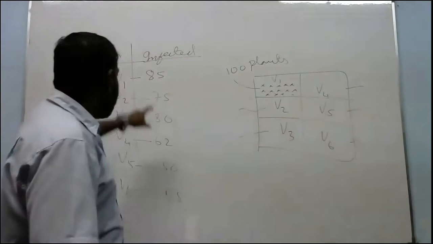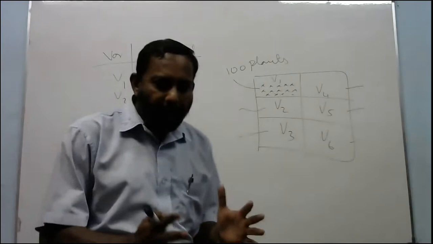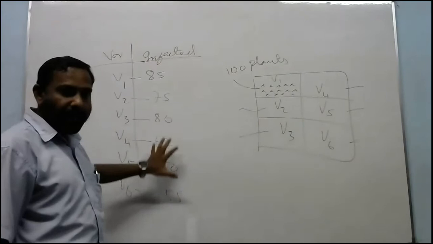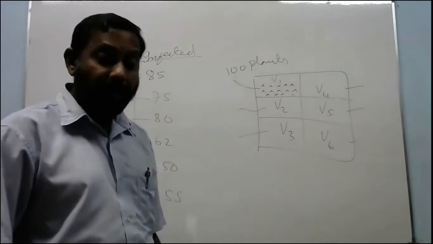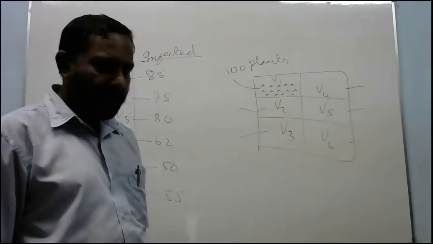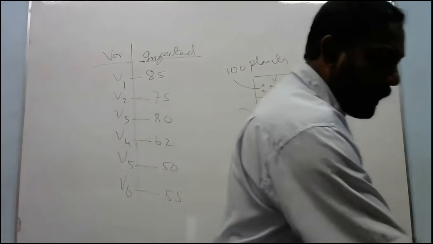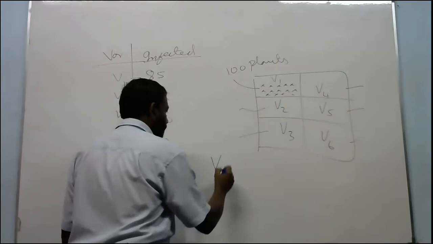Now, can you rank them? Which variety is good for this particular disease? These are infected numbers, infected plants out of 100 plants. Which variety is good? Resistant, more resistant. V5. Yes. V5, there are only 50 plants infected. So, V5 is more resistant, right?